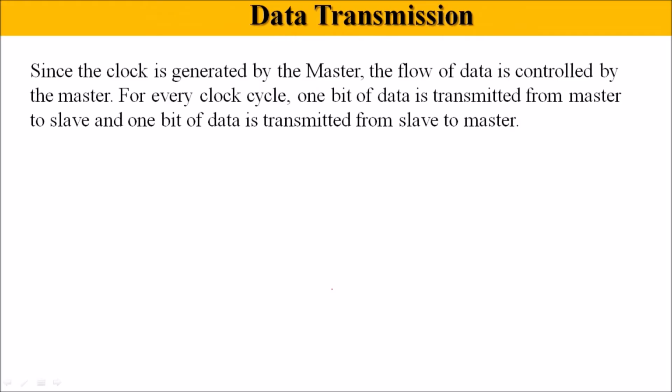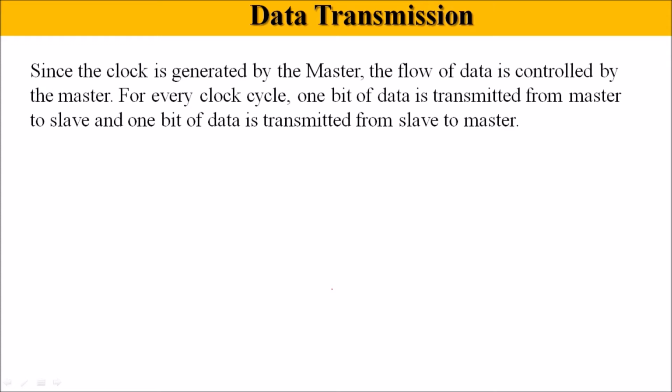The clock is generated by the master, so data flow is controlled by the master. For every clock signal, one bit of data is transmitted from master to slave and one bit of data is transmitted from slave to master.